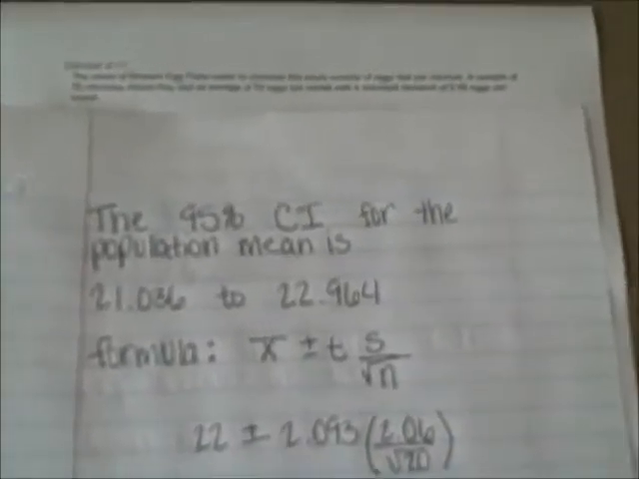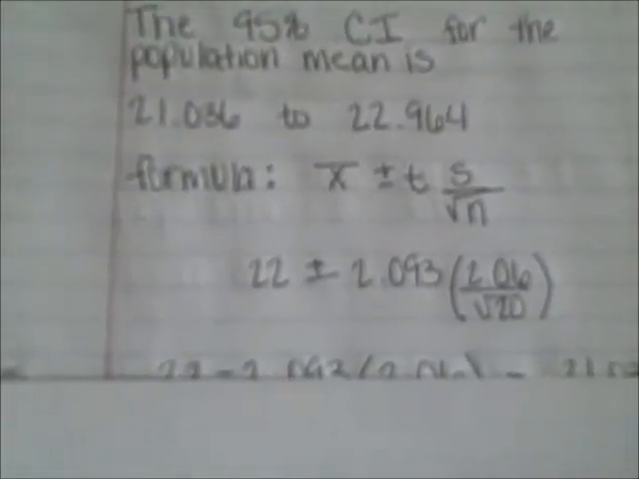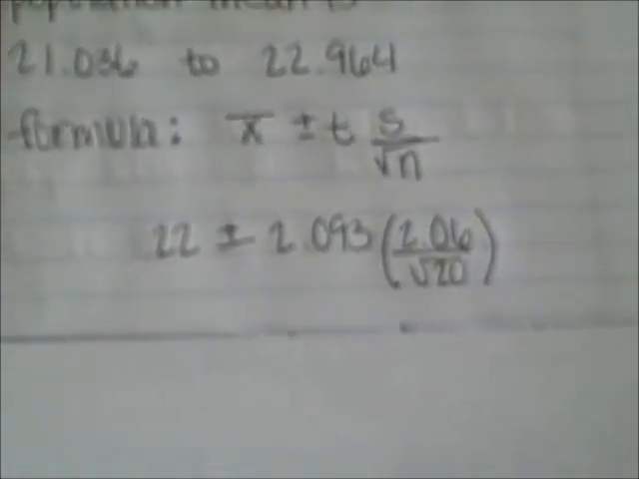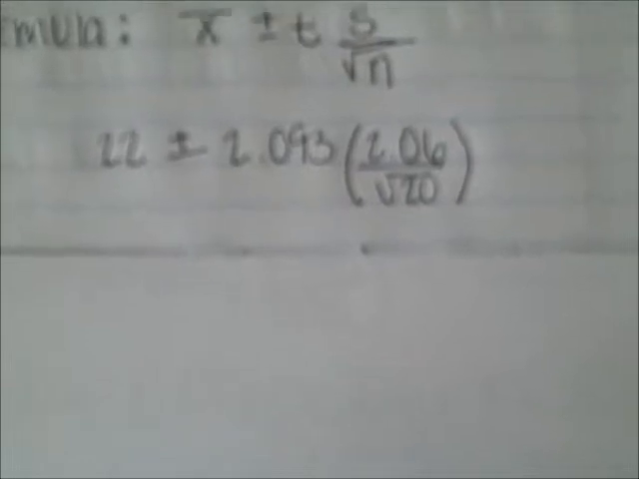The 95% confidence interval for the population mean is 21.036 to 22.964. The formula we used to find this was X bar plus or minus T times S over square root of N. In this formula, 22 is represented by X bar, which is the sample average. 2.093 is the number we found from our T table. 2.06 is the sample standard deviation, and N is our sample number.